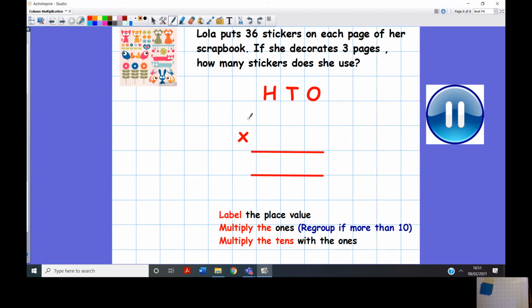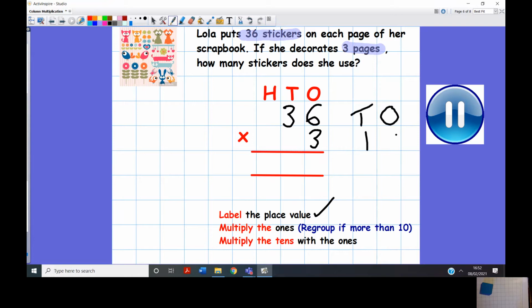Okay, fantastic. Right, what is our actual information that we need to use in our equation? Going to put in our column multiplication. Yep, 36 stickers by 3 pages, absolutely, because that's the information we have. So 36 is 3 tens and 6 ones, and we're multiplying it by 3 pages, so that's 3 ones. Okay, so I've labelled my place value, tick. Multiply the ones and regroup if more than 10. Okay, 6 groups of 3. I'm just going to quickly skip count in threes. 3, 6, 9, 12, 15, 18. So 6 times 3 is equal to 18.